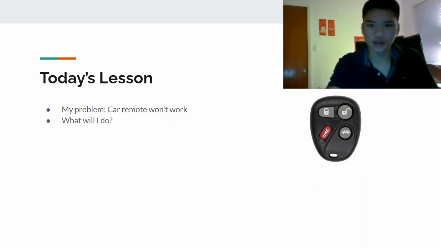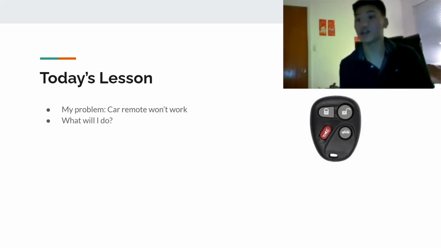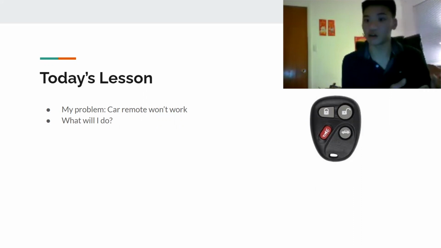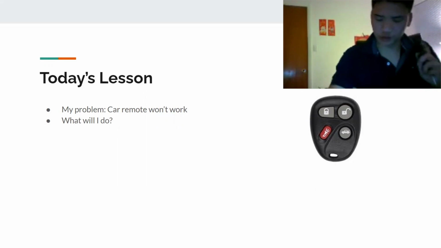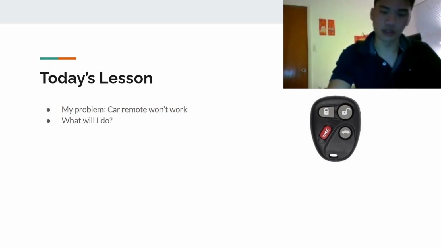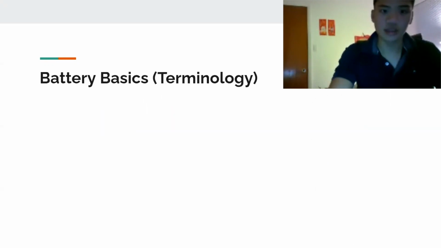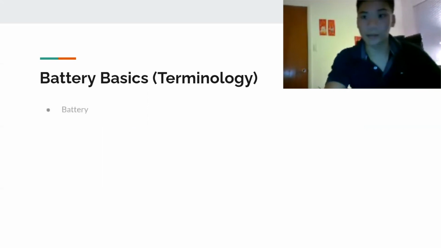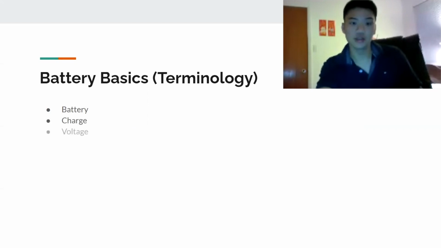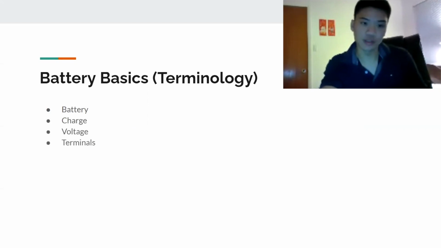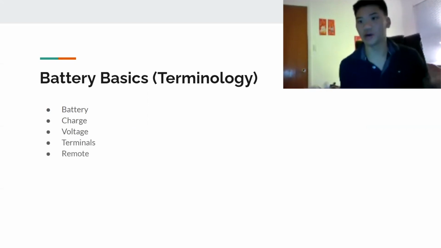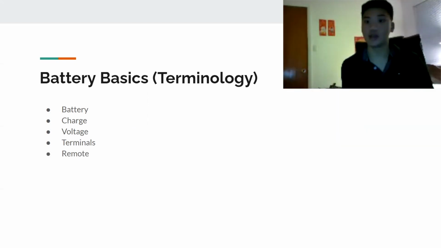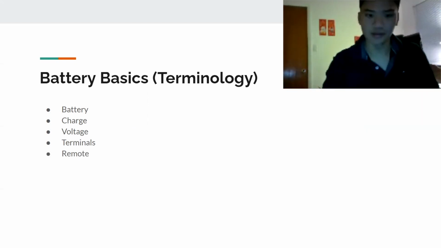But what will I do? So I'm gonna go ahead and test the battery, see if it can actually power my remote. But first and foremost, let's go ahead and learn some terminologies. So again, I'm going to test it. And so we're going to cover these terminologies in this video: a battery, charge, voltage, terminals, and the remote. These are all things you've probably heard of before, and we're going to go in depth what they do and how they affect the battery.